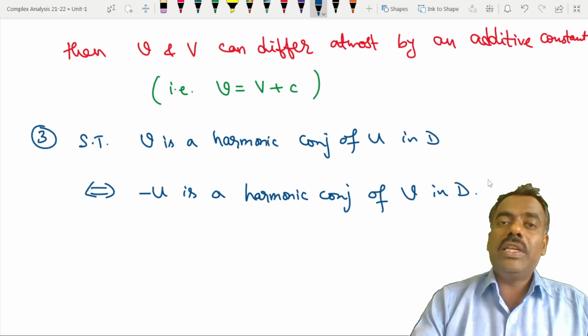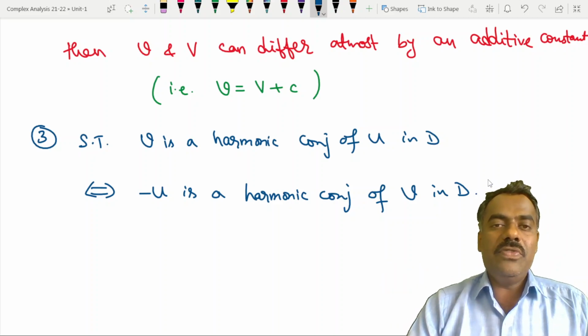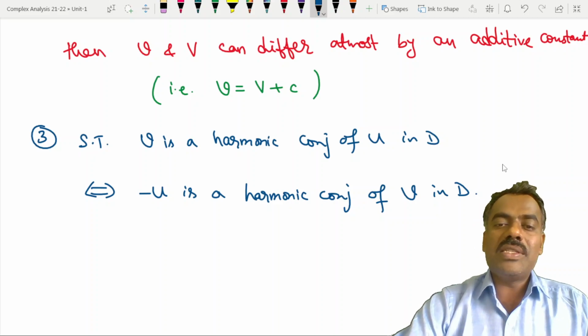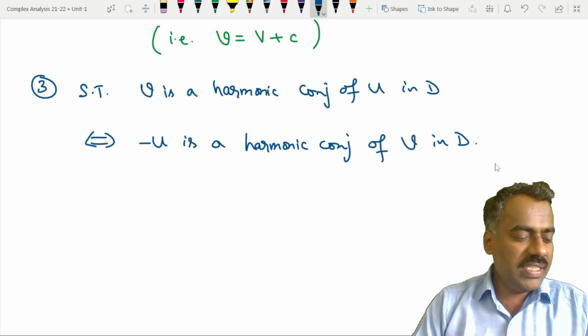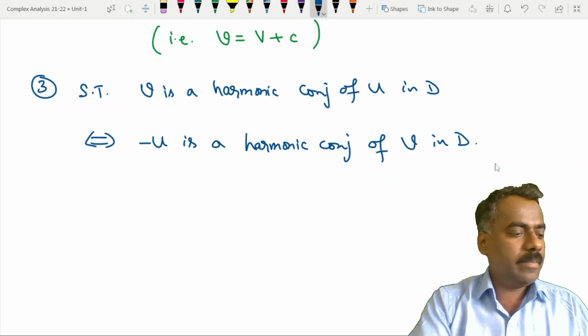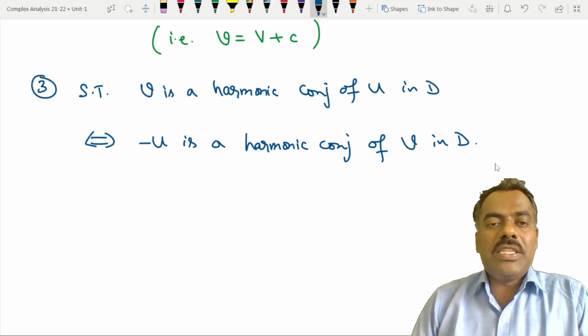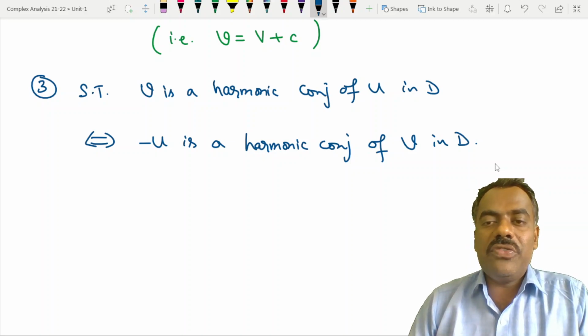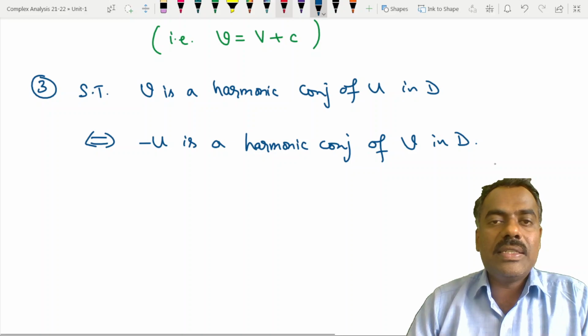So what we remark is, if V is a harmonic conjugate of U, then U need not be a harmonic conjugate of V, but minus U is always a harmonic conjugate of V. Is this clear? Yes or no? That means if you take V is a harmonic conjugate of U, we want to show that minus U is a harmonic conjugate of V in D, right?